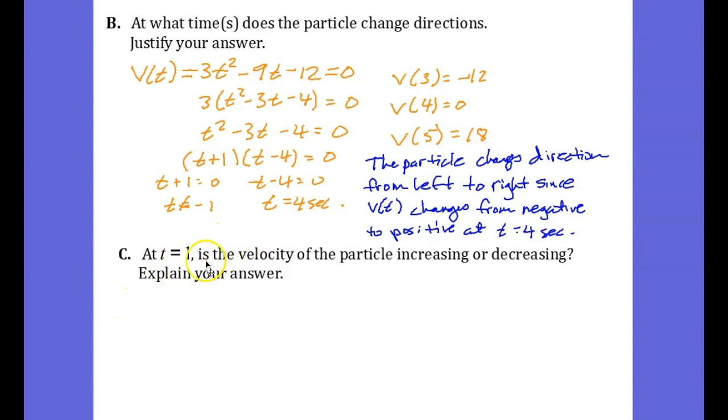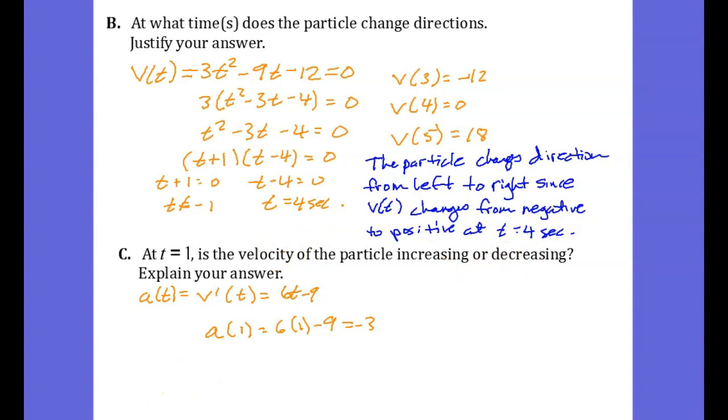Let's start by finding the acceleration function. So I'm going to write a of t is equal to v prime of t. And so we need to take the first derivative of our velocity function. So using the power rule, 2 times 3 is 6t, minus 9. So now let's find the acceleration at time t equals 1. So a of 1 is going to be 6 times 1 minus 9. Well, that's negative 3. So there's our answer. The acceleration is negative, so that means the velocity is decreasing.